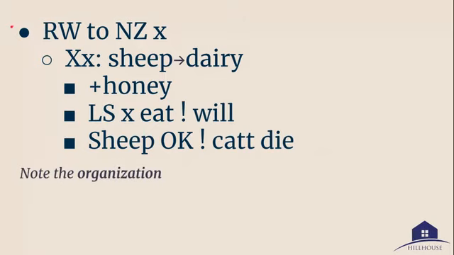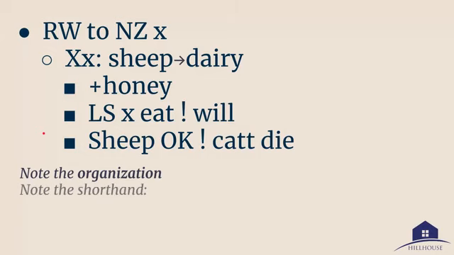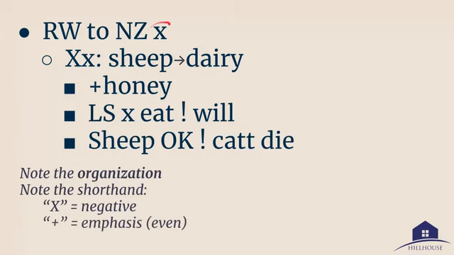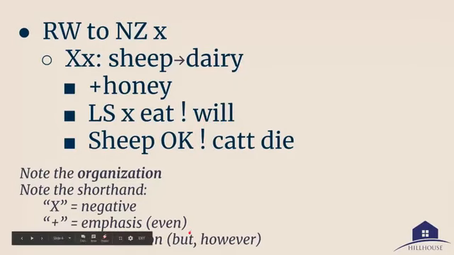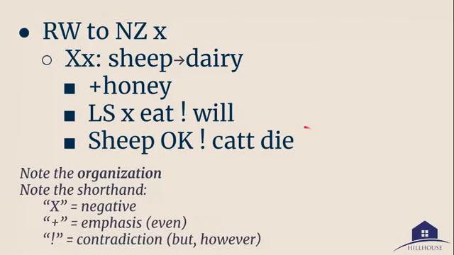Notice the organization, how I had this top level, second level, and then these details here. Also notice the shorthand. X is for bad. This is even worse. For emphasis, I use the plus sign, and this one is the most important: I use the exclamation point for any contradiction. You'll see that pretty much every GRE blog, every GMAT blog for that matter, tells you to take note of these signal or trigger words. And when they signal contradiction, I have found that an exclamation point is a nice way to mark that.